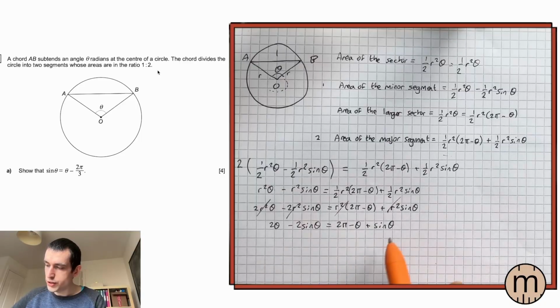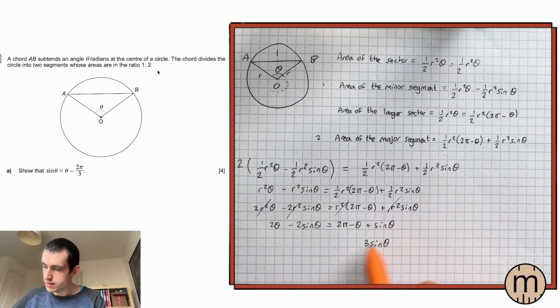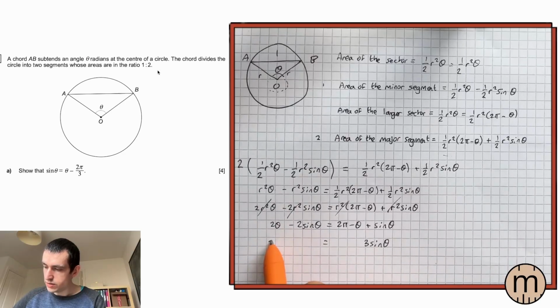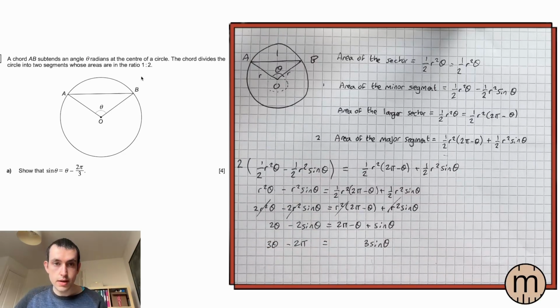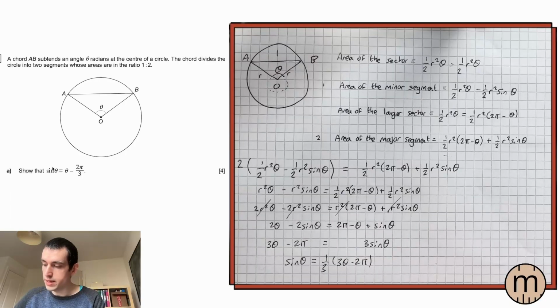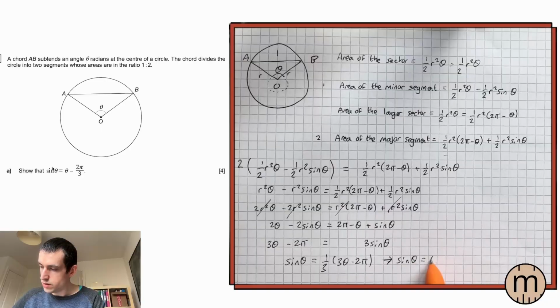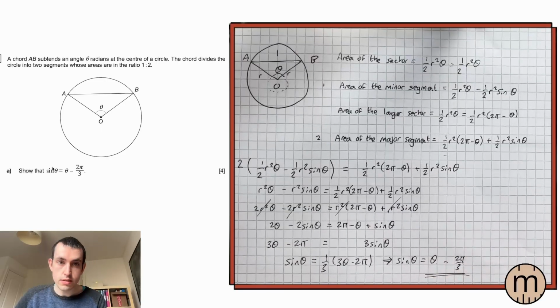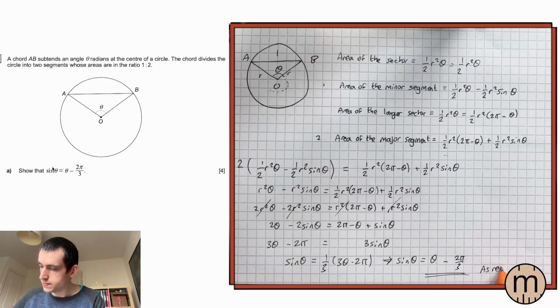I'm now going to add 2 sine theta onto this side. I'm going to add theta onto this side, and I'm going to minus 2 pi onto this side. The reason is the question has sine theta equals, so it feels good to get sine theta on its own. The sine theta will be 1/3 lot of 3 theta minus 2 pi. Therefore, sine theta is equal to theta minus 2 pi over 3, which is exactly what they wanted us to show.